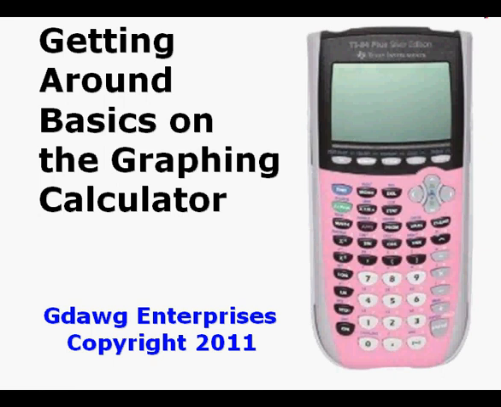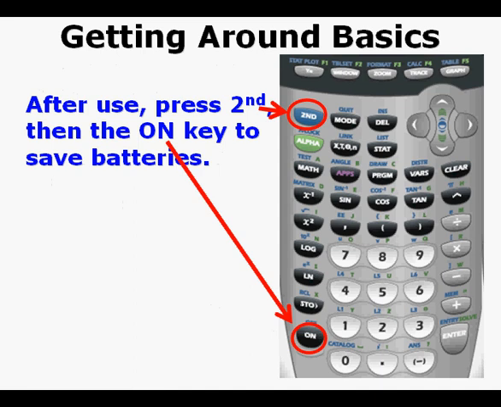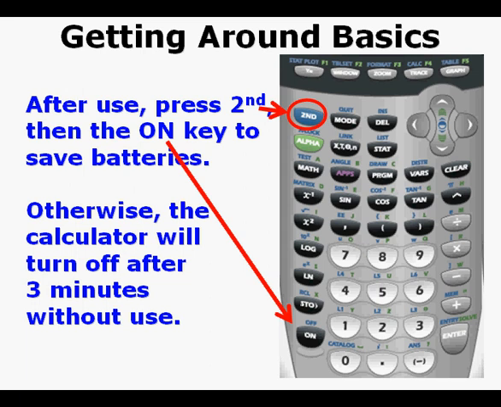Getting around basics on the graphing calculator. This video features the Texas Instruments TI-83 and TI-84 series graphing calculators. Turn on the calculator by pressing the on key at the lower left of the keypad. After finishing use, turn the calculator off by pressing the second key, then the on key. This will save batteries. Otherwise, the calculator will turn itself off after 3 minutes without use.